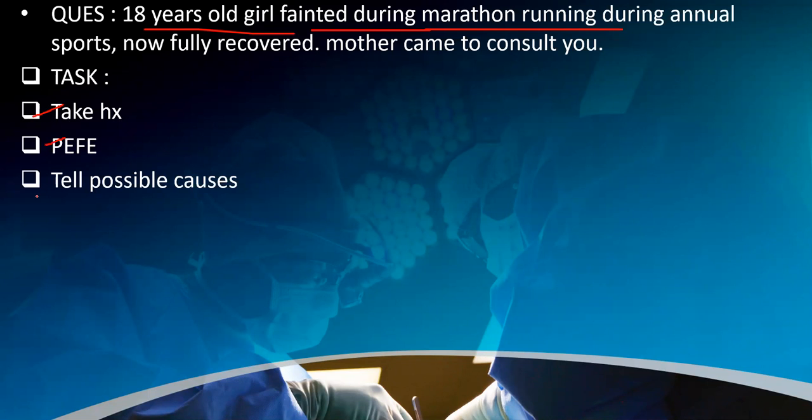History, PE, tell possible causes. Yes, all these cases we are doing, Dr. Najia, the history is the same, because we are doing a cluster. The history will be all like pre-syncope, syncope, post-syncope, asking the DD questions. Now, if you get anything positive, you will need to ask a little more detail. Like if you get postural hypotension, you need to ask the causes of postural hypotension. That's the only thing that you need to add in every case.